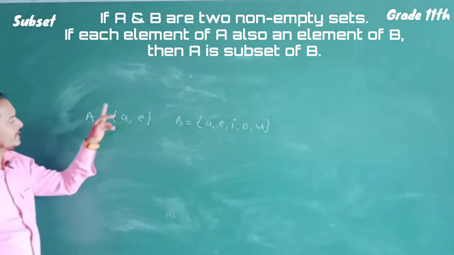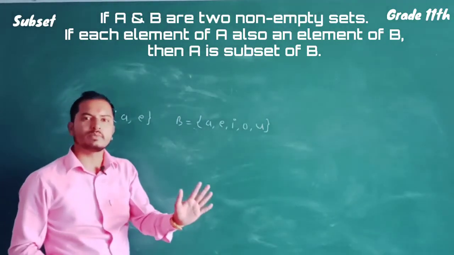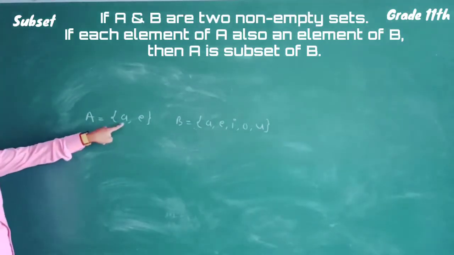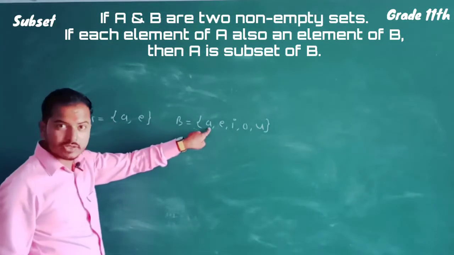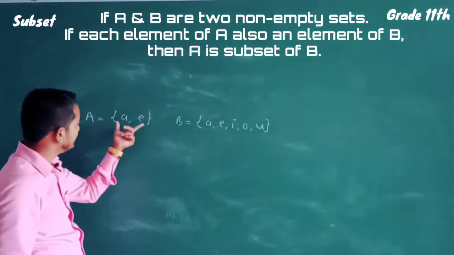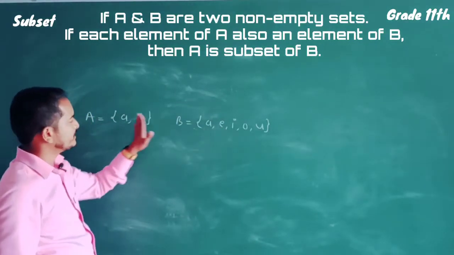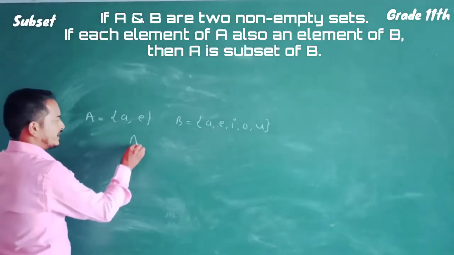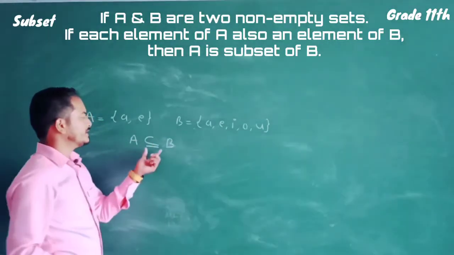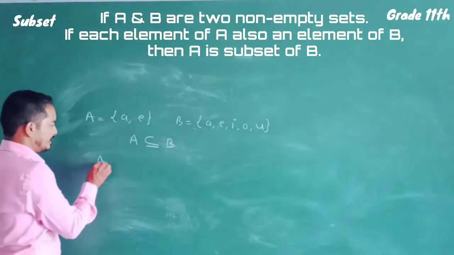Now the definition says that if each element of A is also an element of B, then A is said to be a subset of B. It means each element of A: here in set A, a is here, a is also here; e is here, e is also here. It means each element of A is also an element of B. It means A is a subset of B, and we will denote it as A ⊆ B. This symbol denotes subset.